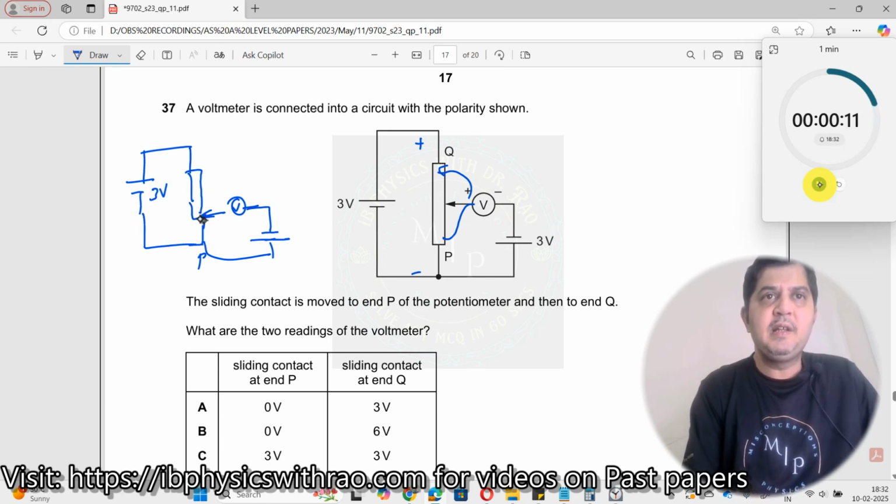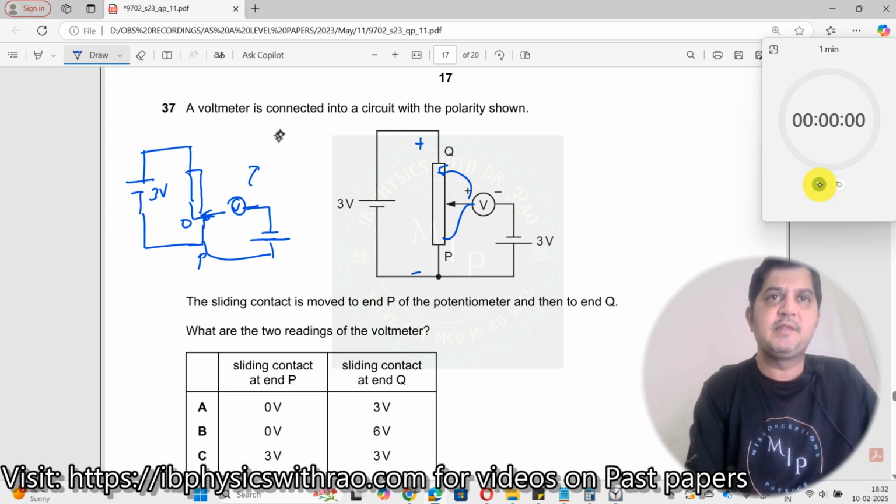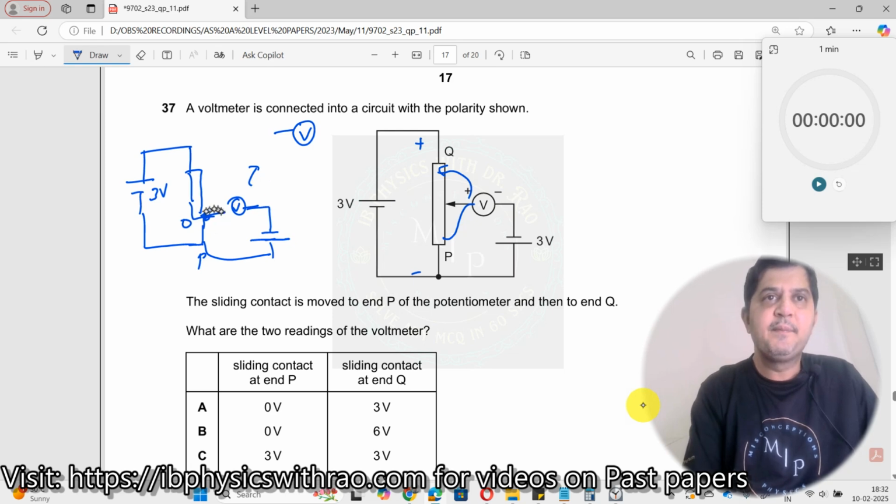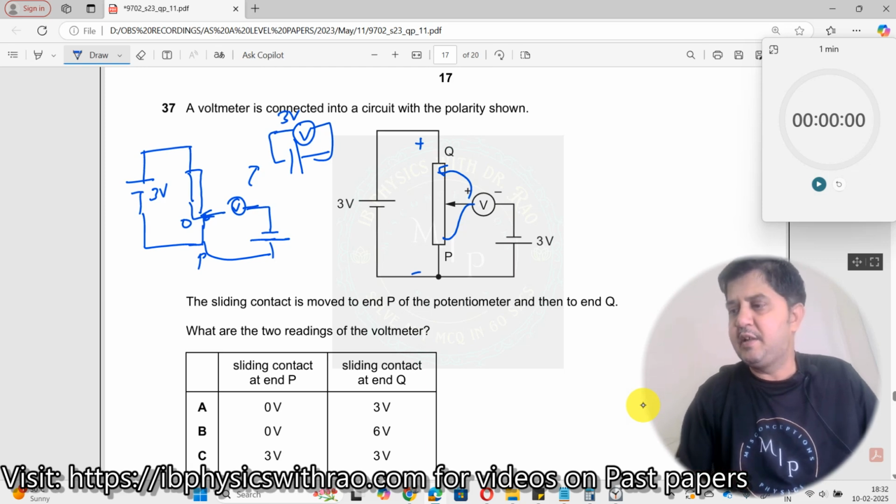Now, what will be the voltage at this point? Voltage at this point will be 0. See, this negative terminal, there is no resistance in between. Here it will be 0. So this whole thing now appears to be in the secondary circuit. Or the circuit now becomes something like this over here. So, therefore, the voltage recorded by the voltmeter is 3 volt.